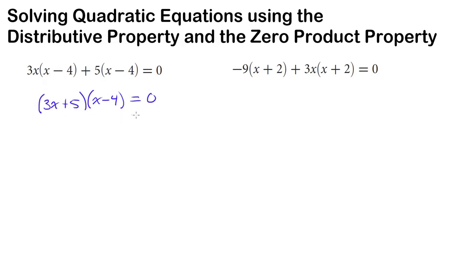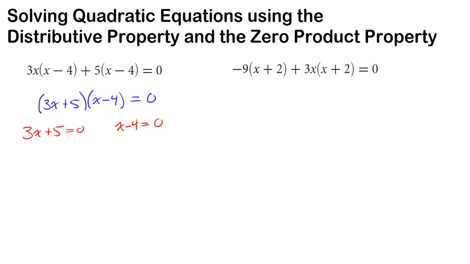Now, what's valuable about this? Well, now this is in factored form, and I can use the zero product property to find the x-intercepts or solutions for this quadratic equation. So again, if 3x plus 5 times x minus 4 equals 0, then either 3x plus 5 equals 0, or x minus 4 equals 0, or both.